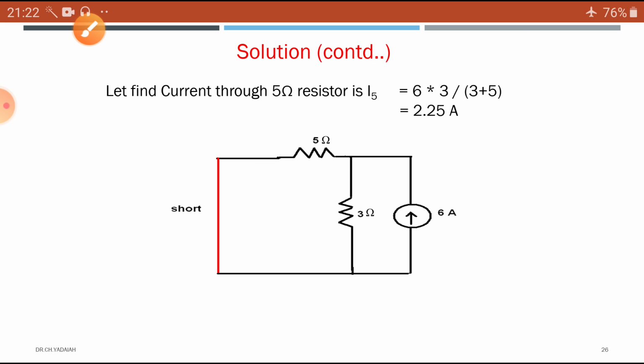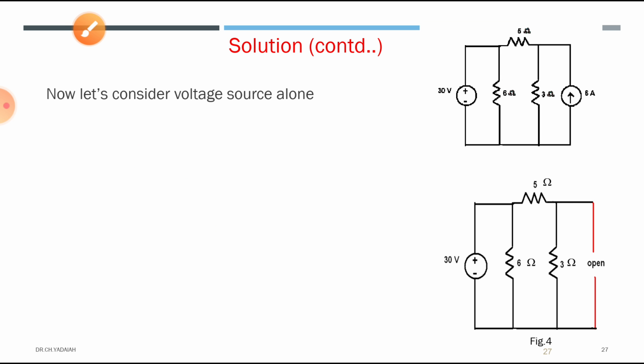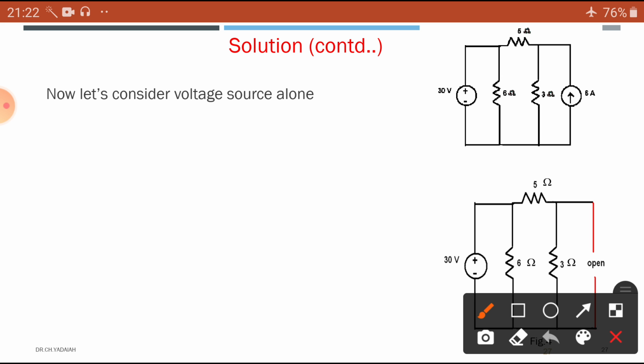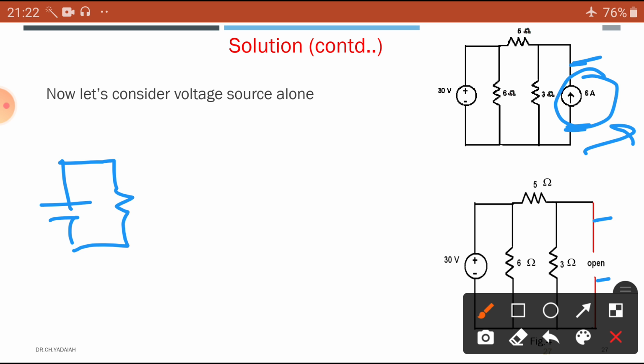Next, now consider the voltage source. Now we consider the voltage source alone. Replace the current source. You keep it outside, so the current source is always open. Okay, it's open. What is the circuit? So you are going to get a simple circuit with the voltage source plus minus, and here a 6 ohm is connected, here is a 5 ohm, and now a 3 ohm is connected because this is an open circuit.